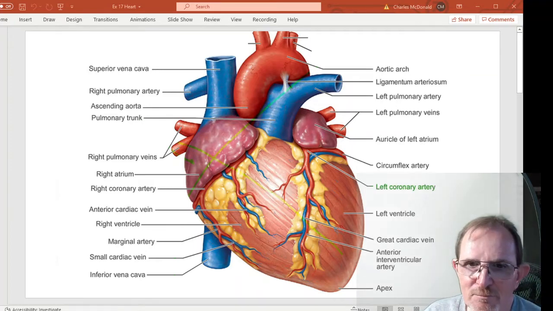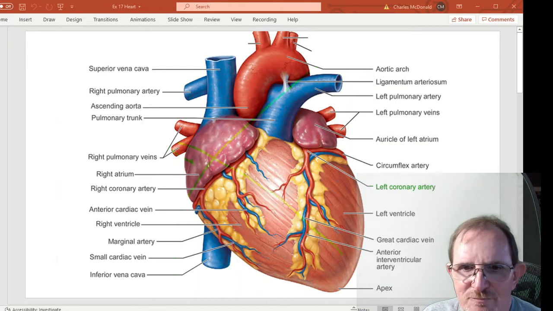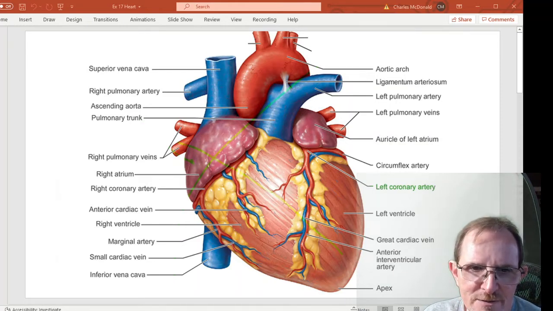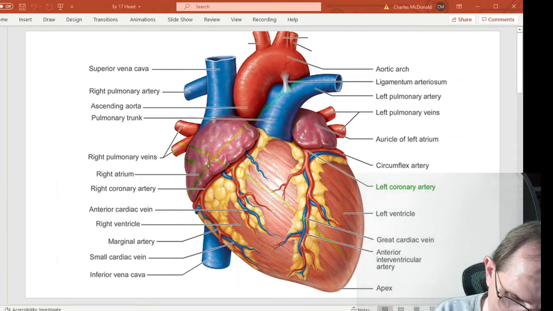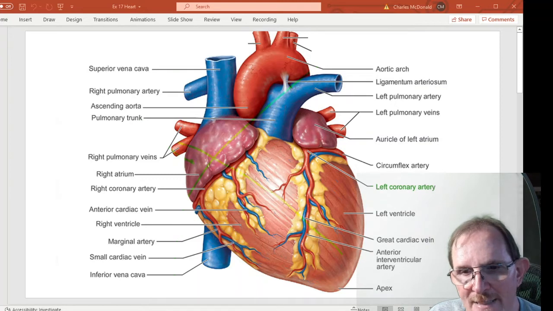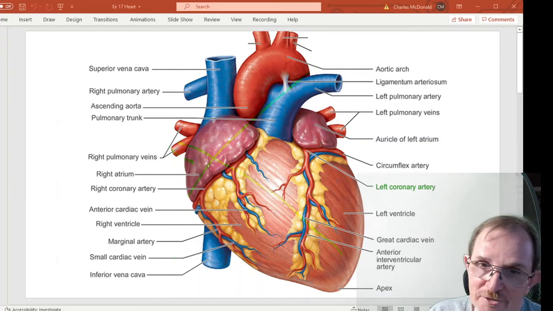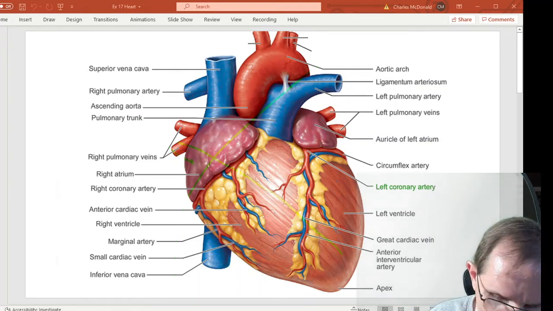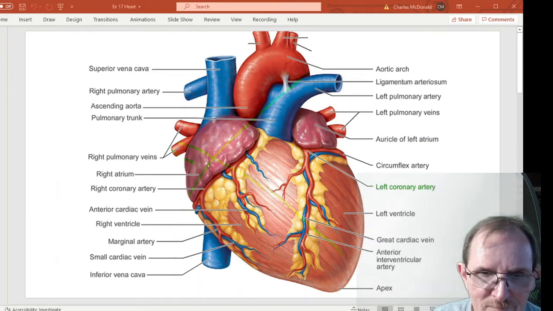Okay, pulmonary veins, these are right here. There's 4 of them. There's 2 on the left and 2 on the right. Those are the pulmonary veins, but I have another diagram that has the posterior part of the heart, and you can look at them from there too.